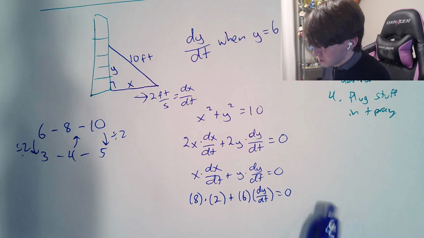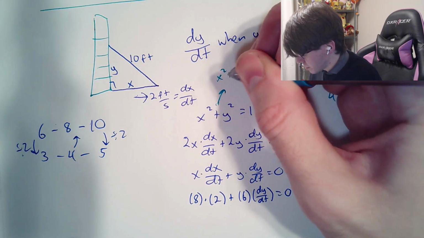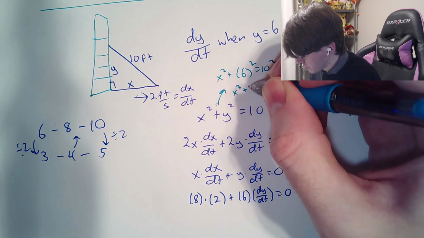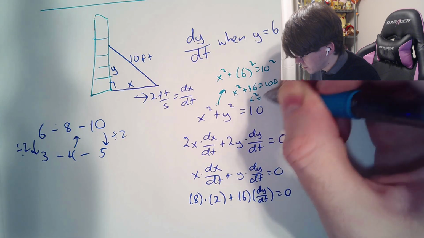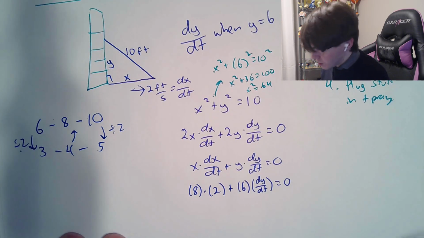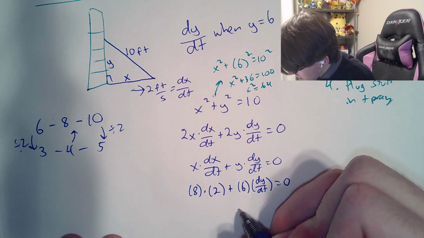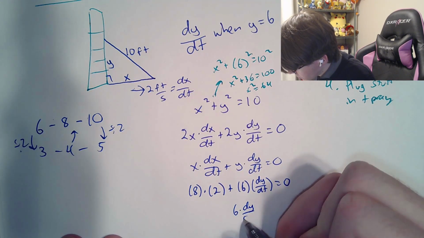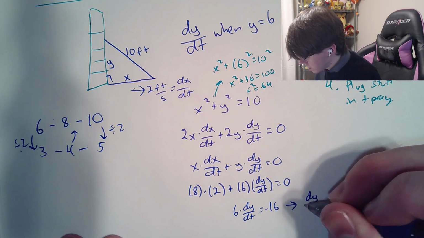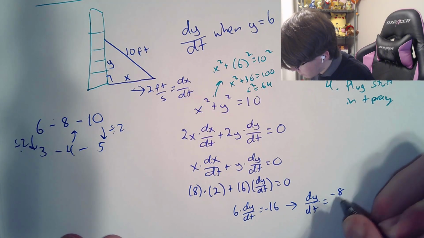If that did not make sense to you, what you could have done is plug in the 6 here and solve an equation: x squared plus 6 squared equals 10 squared, then x squared plus 36 equals 100, x squared equals 64. Okay, x is equal to 8. Whatever. Point is, we can solve this equation now. We have 8 times 2 is 16, moving it to the other side. We're going to have 6 dy over dt is equal to negative 16. And our final answer, dy over dt, is negative 16 over 6, which simplifies to negative 8 over 3.